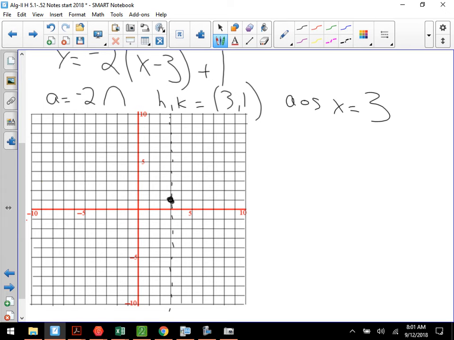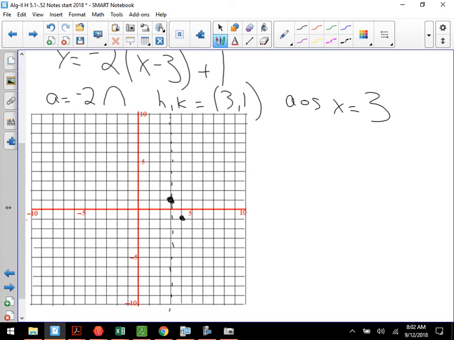I need to find some points. First thing I would do is just pick a point on either side of the vertex, like 4. What's 4 minus 3? What's 1 squared? What's 1 times -2? What's -2 plus 1? All I'm doing is plotting points. It's just the next point, because I know that if it's the next one over, it's probably going to be pretty close.